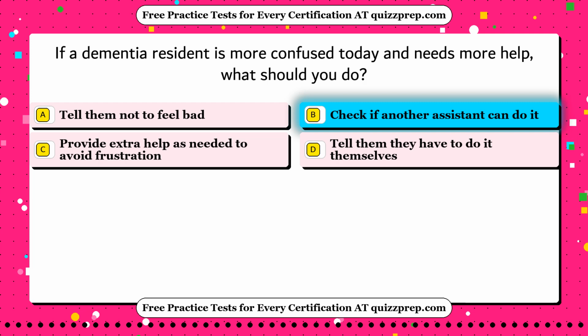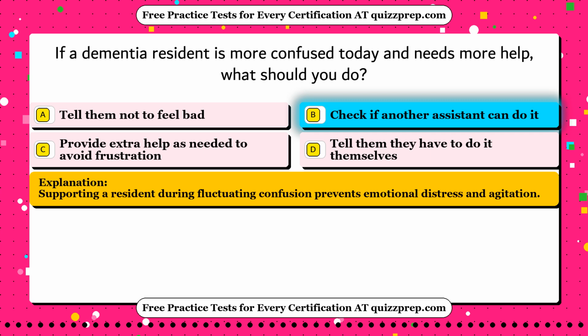The correct answer is option B, check if another assistant can do it. Supporting a resident during fluctuating confusion prevents emotional distress and agitation.